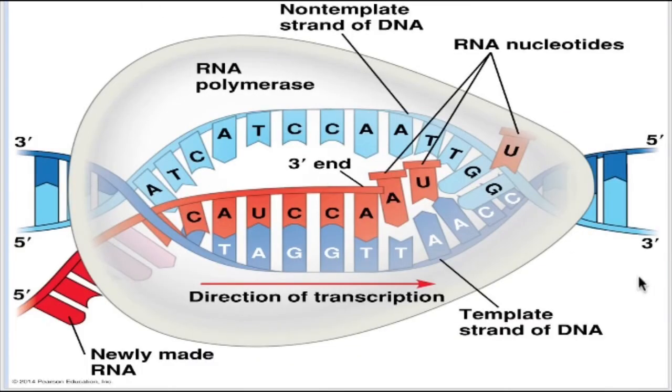And then here's a visual of the RNA polymerase, which is putting RNA nucleotides against the template strand of DNA. So the mRNA codons are going to have the exact same sequence as the complementary strand, with the exception of the uracil instead of a thymine. So you could see some of the nucleotides match up right here.